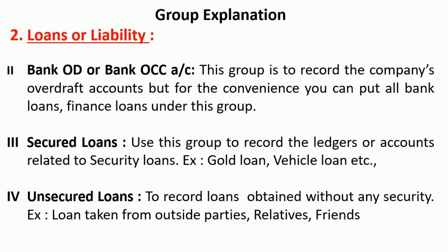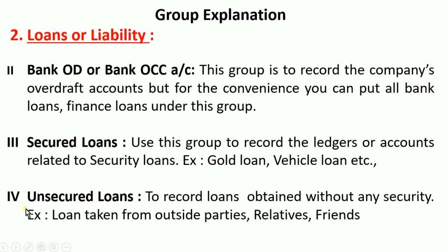That is called as loans or liability. And bank OD or bank OCC is the first group under this loans or liability. And second one is secured loan. Third one is unsecured loan. But altogether, this is the second subgroup. This is the third subgroup, and this one is fourth subgroup.